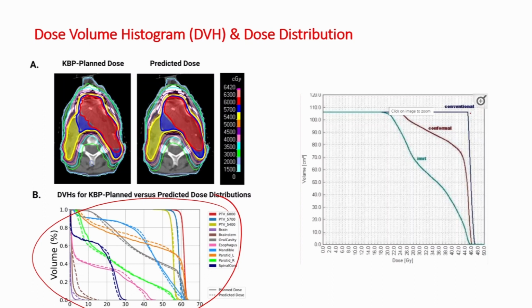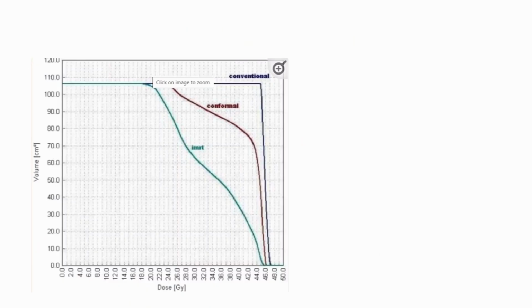Before that, I will show you how conventional IMRT can achieve better OAR sparing and high therapeutic gain. You can see in this picture, in the conventional technique your OAR cannot be spared. In conformal you can spare a little more, and in IMRT you can spare much more. So this is the difference between IMRT, conformal and conventional.